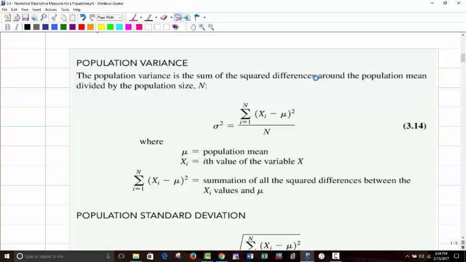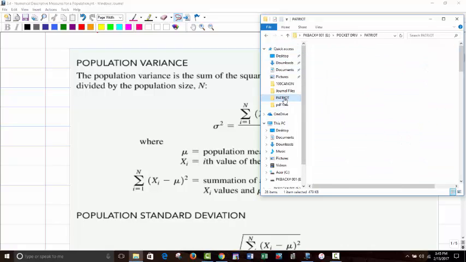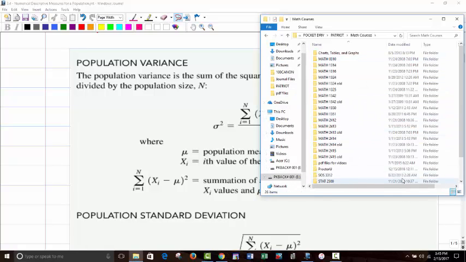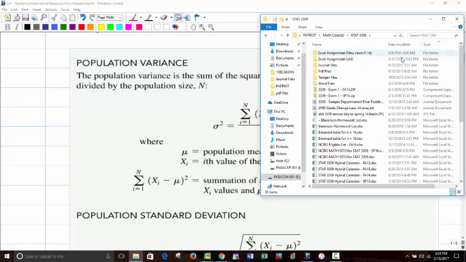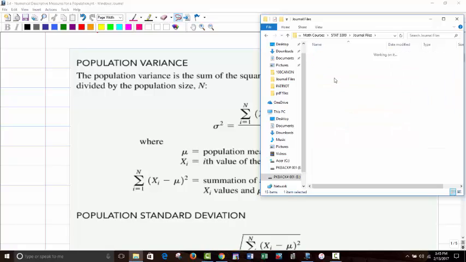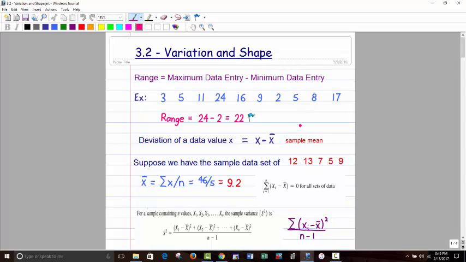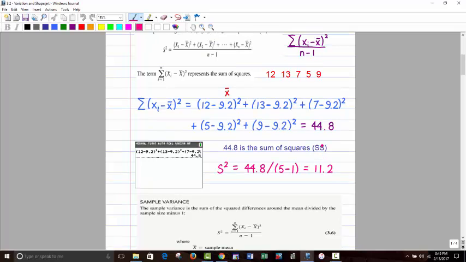You may recall, in fact, I could bring that up real quick. Let's see. Didn't think about it. I would already have this file pulled up. Let's see. Probably in 3.2. Yes, when we did the sample variance back in 3.2.